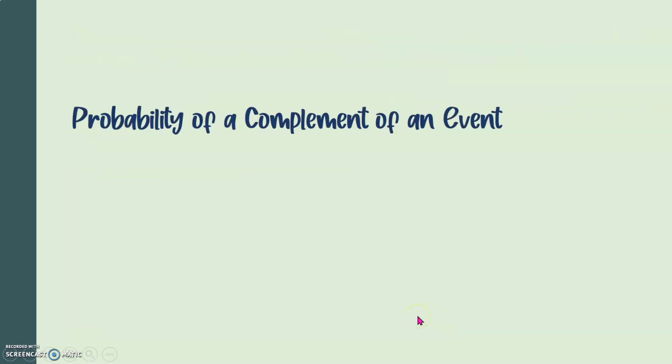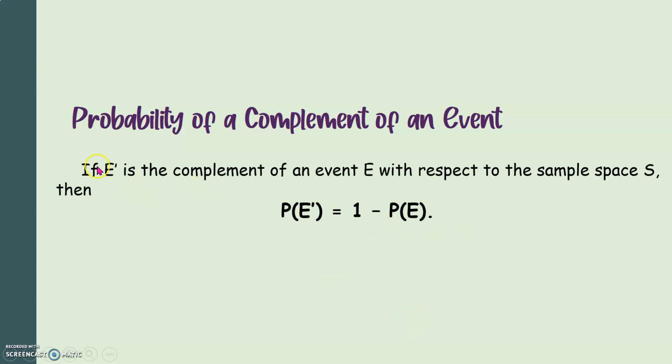Next, let's have the probability of a complement of an event. By definition, if E prime is the complement of an event E with respect to the sample space S, then the probability of E prime, or the complement of an event, is equal to 1 minus the probability of the event, or the probability of E.